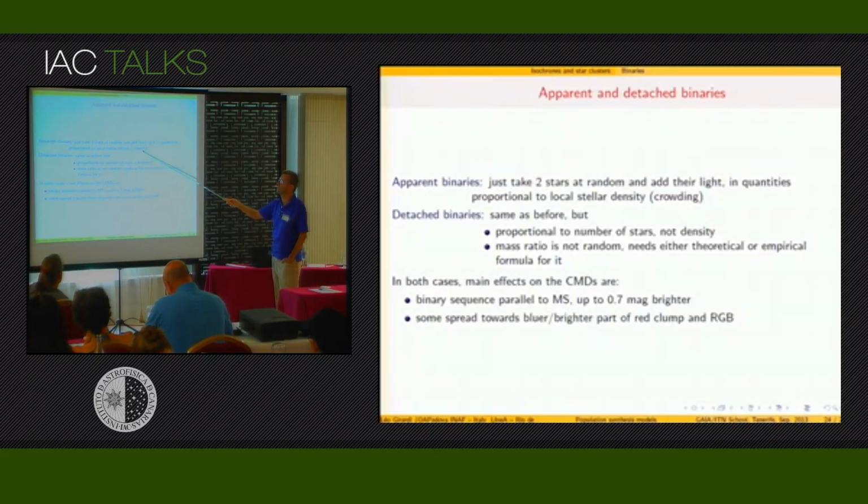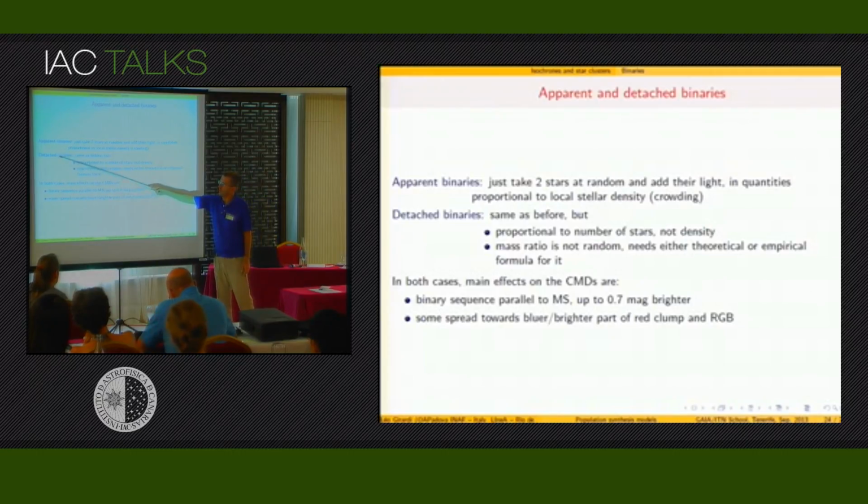And we have different types of binaries. We have the apparent ones, which are caused by the casual superposition of two stars randomly in your field of view. That's similar to crowding. Two stars fall in the same place of the image, so the photometry you get is for the total flux of the two stars, not of one. That's very easy to simulate. You just take pairs of stars at random and sum their fluxes.